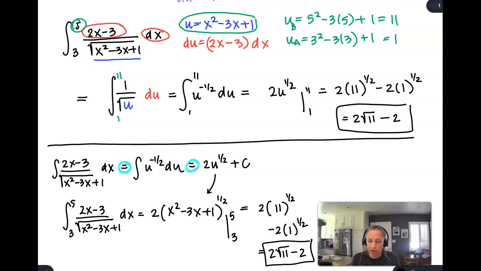So anyways, those are the two ways to have tackled this problem, the purpose of which was to verify that you could properly communicate doing u sub in a definite integral. How do I stop this?